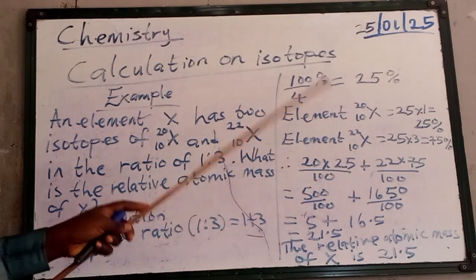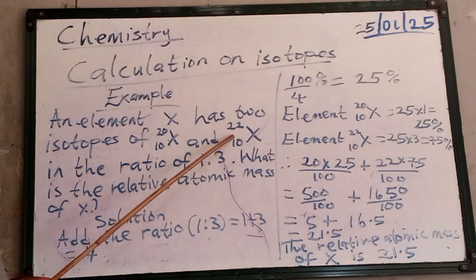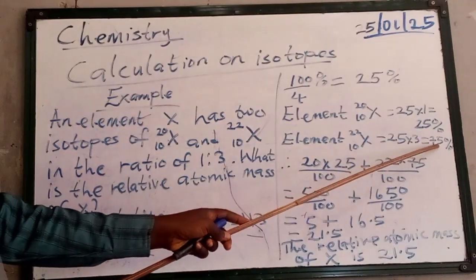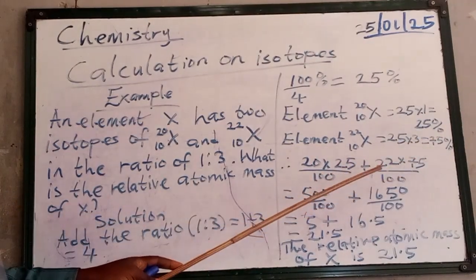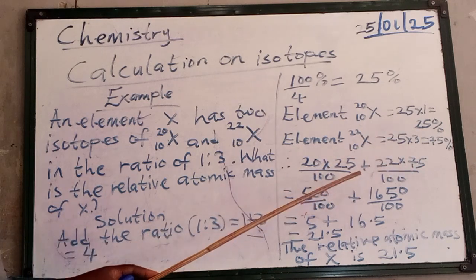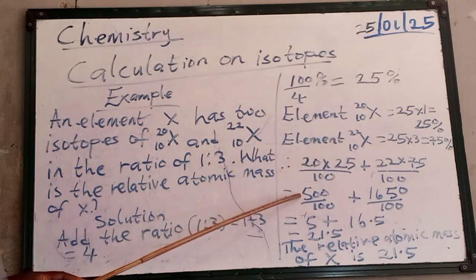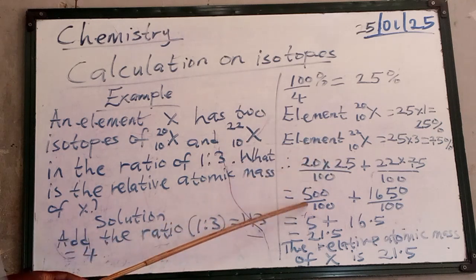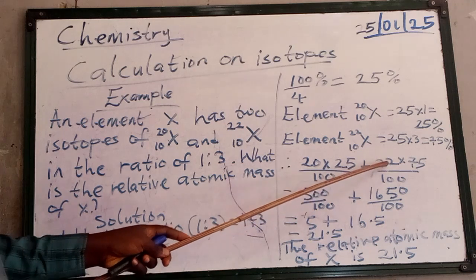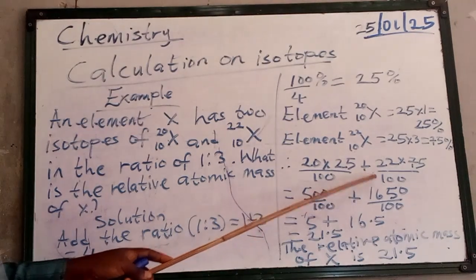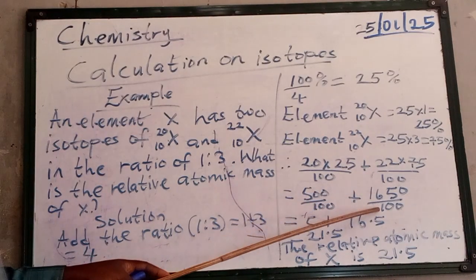Plus, also this element, which has 22 mass, that is 22, will be multiplied by its percentage of occurrence, which is 75. From there, 22 times 75 all over the same 100. After doing that, 20 times 25 is 500 all over this 100. And also here, 22 times 75 is 1650 all over this 100, which is the denominator there.